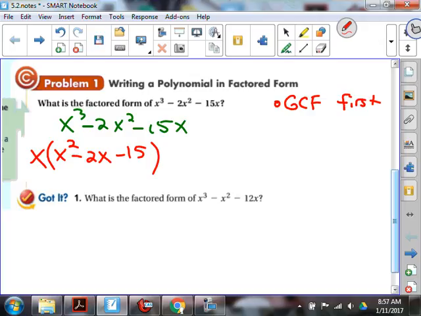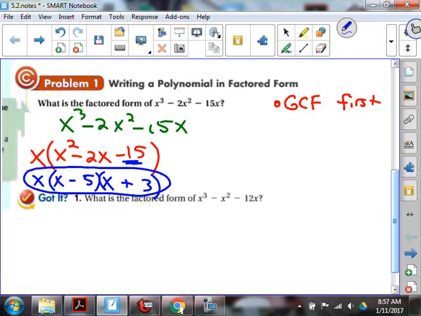Well, remember in chapter 4 when we factored? We asked ourselves, self, are there any factors of 15 that add up to negative 2? 5 and 3. Because the 15 is negative, the signs have to be opposite. Because it's a negative 2x, where should we put the negative? With the 5. So a minus 5 and a plus 3. And don't forget about the x out front. And so that's it. That is our answer.